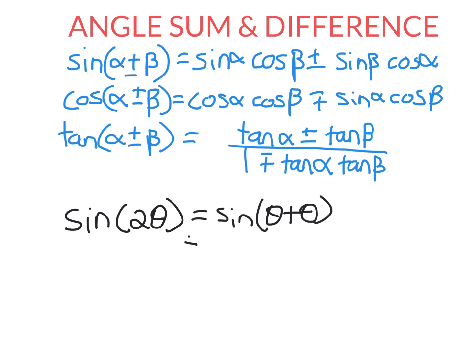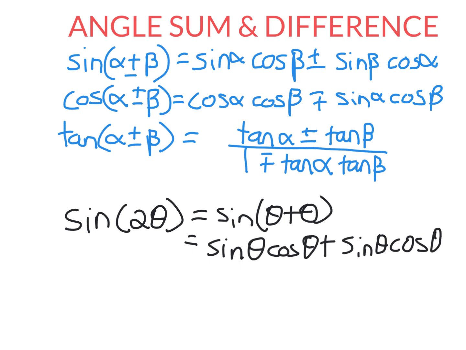And from the formula at the top, we're told this is sine of the first, cos of the second, plus sine of the second, cos of the first. In this case, the first and second are both equal to theta. So it's just equal to 2 sine theta cos theta. So that flowed very nicely from the angle sum and difference formula. Let's look at another application of them.